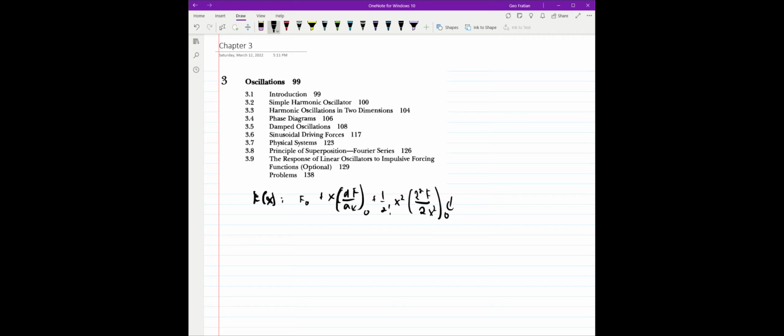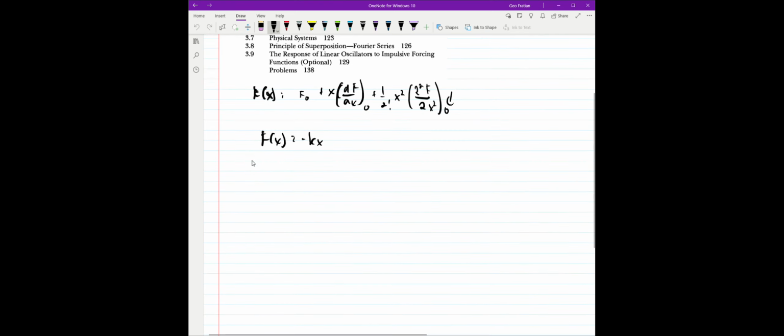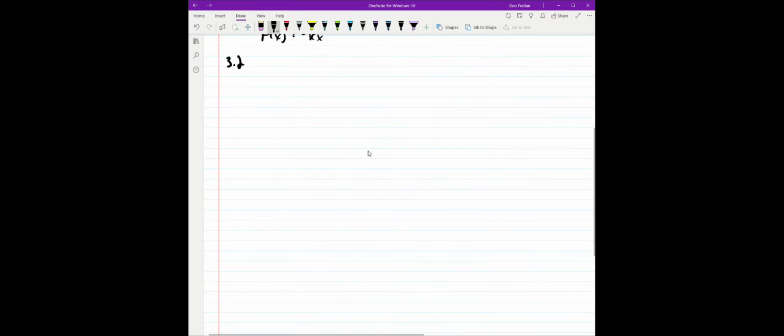But anyways, we want to basically find forces that have the relation f of x is equal to negative kx, which you've probably seen as Hooke's law or spring stuff and physical stuff, because the point of this chapter is oscillations. So, okay, let's get into 3.2, which is the simple harmonic oscillator. 3.2.